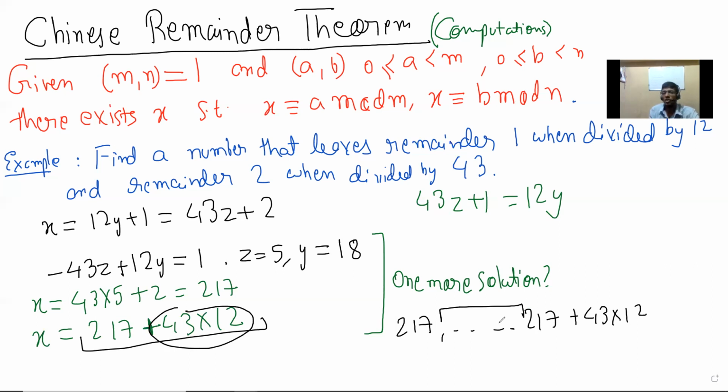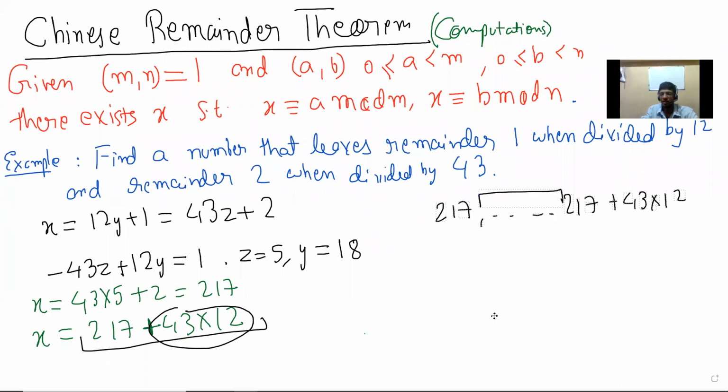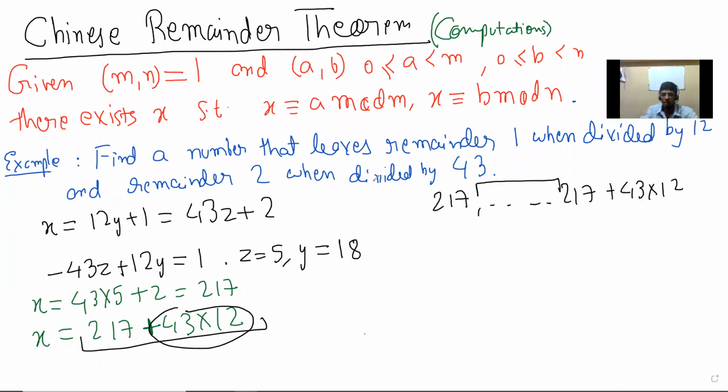So can we try to prove this more formally, that there is no solution in between these two numbers? There is no possible x. I wanted to understand z and y, but that's okay. We are trying to understand x now. So how do we say that between 217 and 217 plus 43 times 12, there is no other x which does the job?